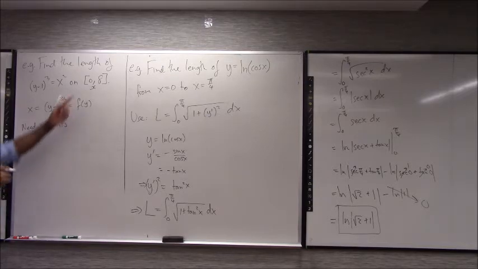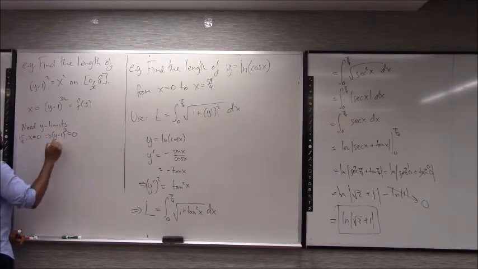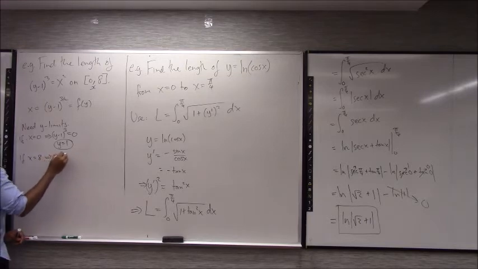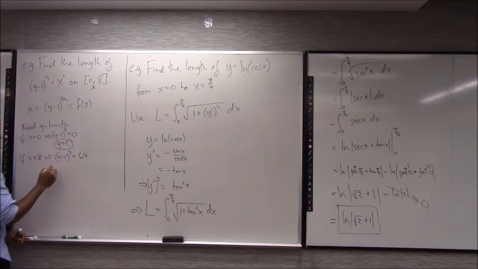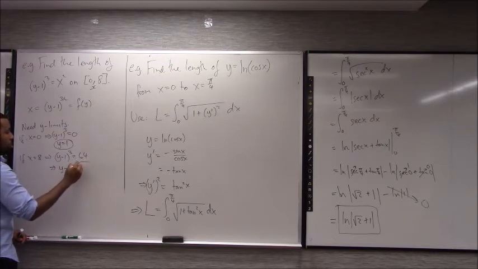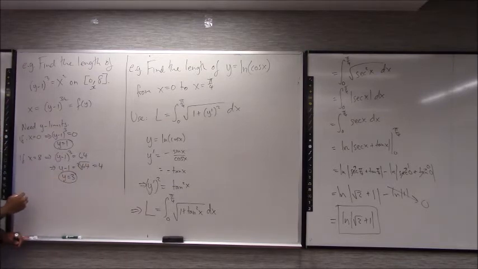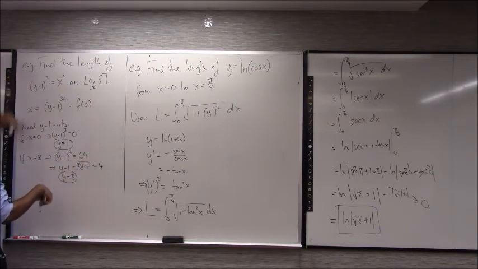To find the y limits, you simply plug in the x limits. If x equals 0, then y minus 1 to the 3/2 power equals 0, so y is equal to 1. If x equals 8, then y minus 1 to the 3/2 power is equal to 8, so y minus 1 cubed is 64, which is 8 squared. So y minus 1 is the cube root of 64, which is 4, and so y would be 3.